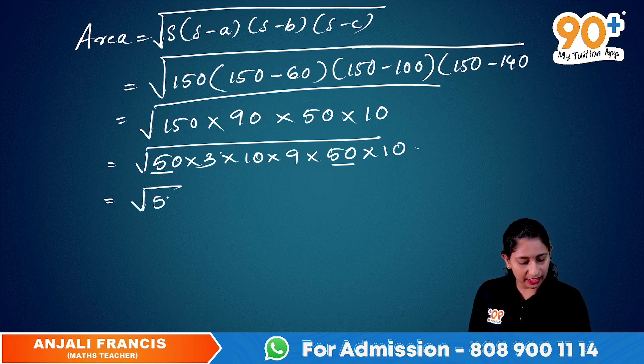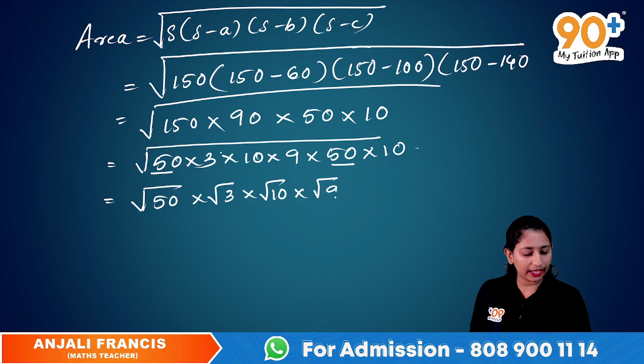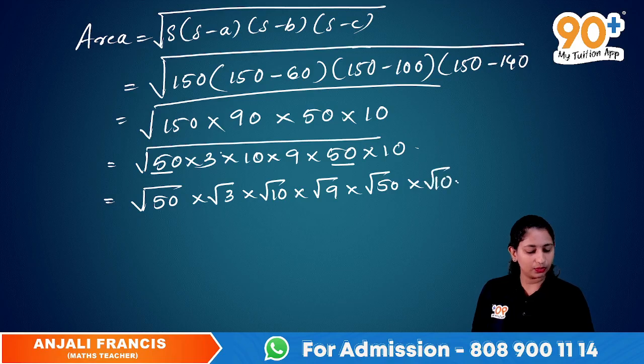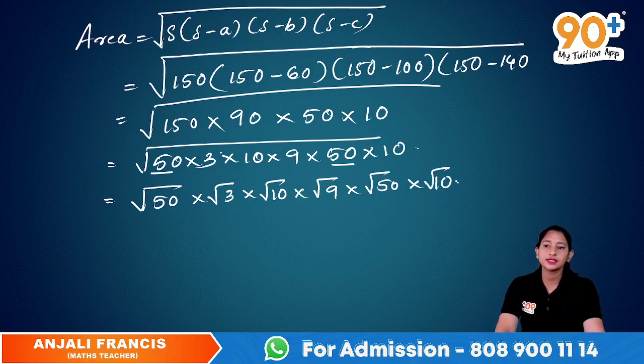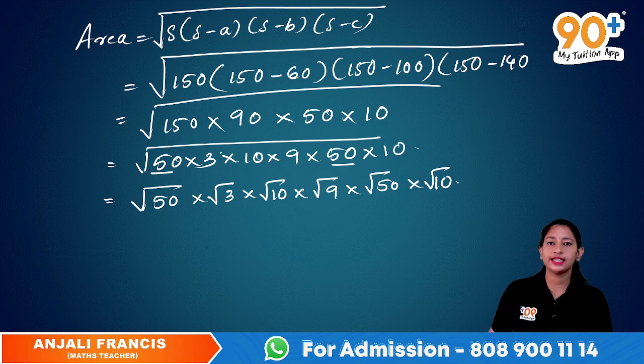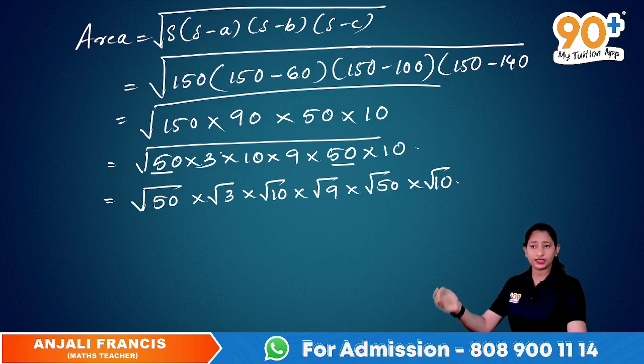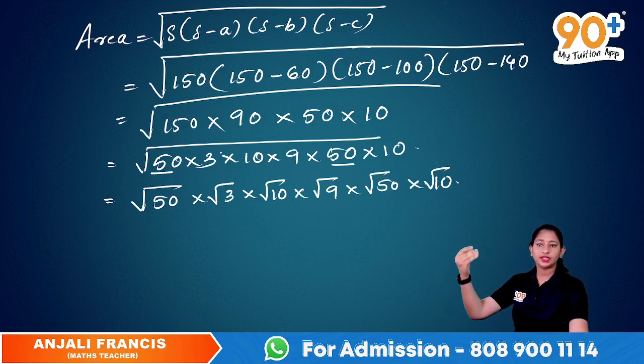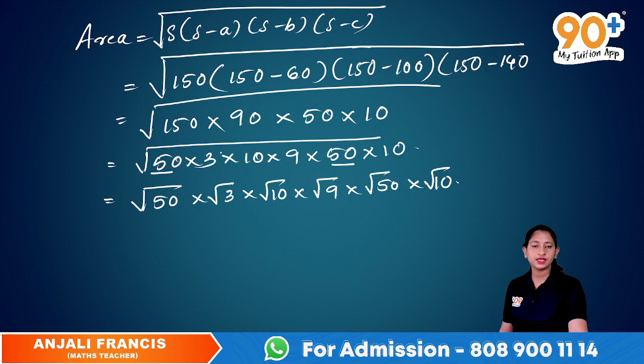So first of all we are just splitting all the values. 15 into root 3 into root 10 into root 9 into root 15 into root 10. Okay ആണോ എല്ലാവരും? Is this step okay? Okay ആണോ? എന്താ ചെയ്യുന്നത്? സ്പ്ലിറ്റ് ചെയ്യുന്നുള്ളൂ. Just 15 into root 15 into root 3 into root 10 into root 9 into root 15 into root 10. Is this okay? Clear ആണോ എല്ലാവർക്കും?